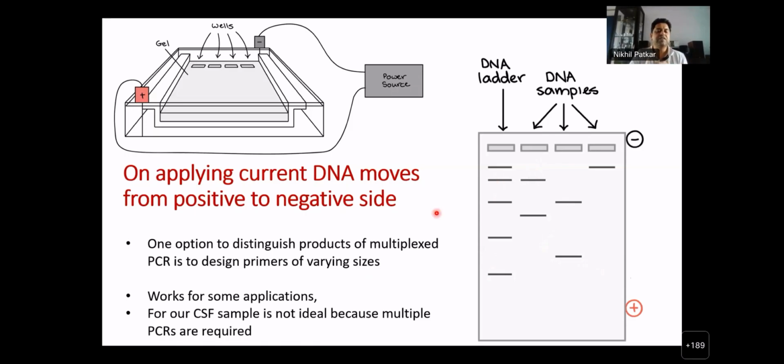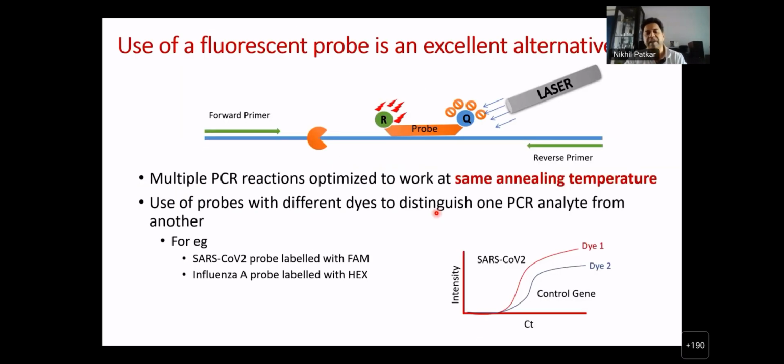But for our particular example here, CSF, this kind of assay is not ideal because so many different PCRs will still be required, and it won't be sensitive enough. So the way to overcome this is by using a fluorescent probe.